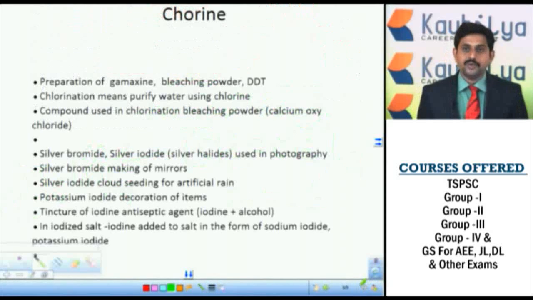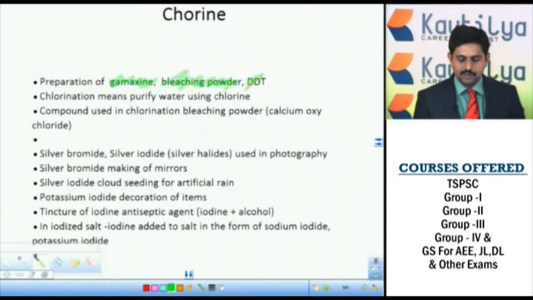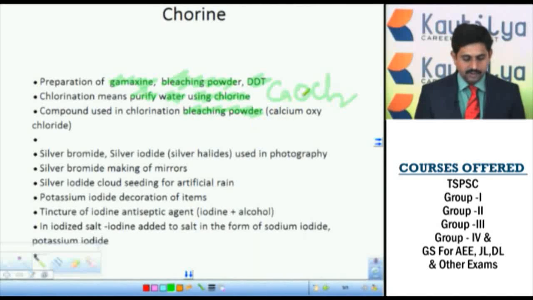Then chlorine, some of the uses of chlorine. Chlorine is used in the preparation of gammexane. It is also useful in the preparation of bleaching powder and DDT, which we can consider as insecticides. Chlorination is a process where you can purify water. Bleaching powder is a compound whose formula is calcium oxychloride, CaOCl2.